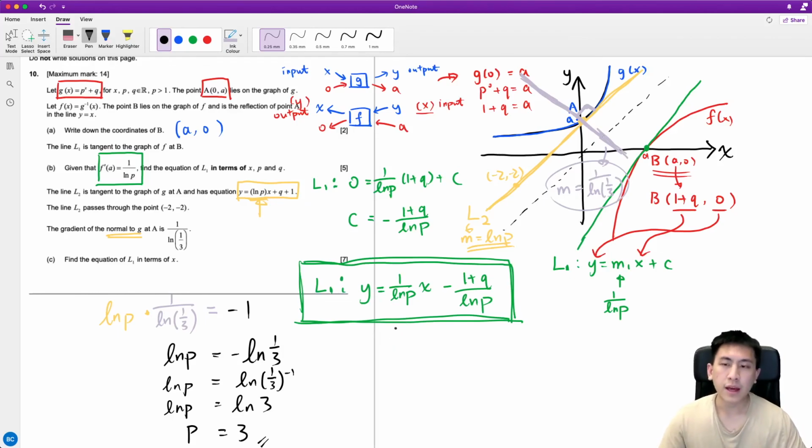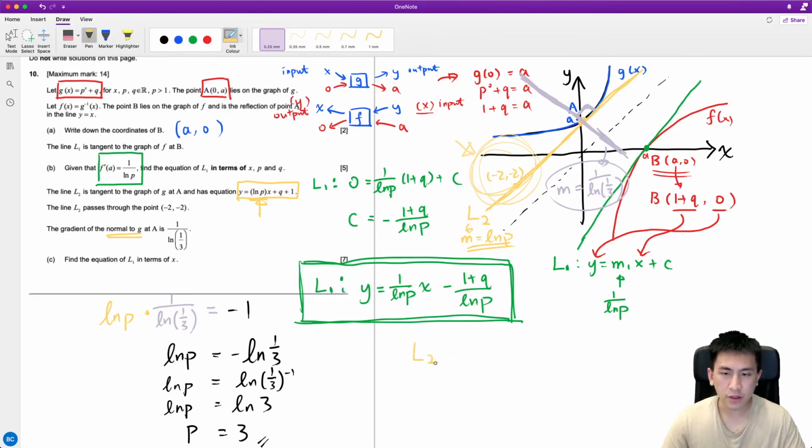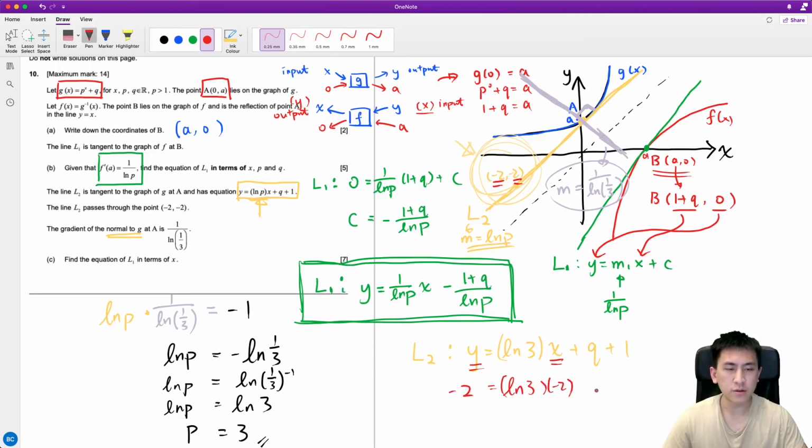So we are halfway there, right? Now we need to find Q. Now to find Q, what could we do? Well, of course, we're going to use the piece of information that we still haven't used, which is the fact that the graph passed through -2, -2, right? We have not used that. So we know that the equation of L2 is given in the form of y equals log P. Well, we know P is 3, so log 3, and then x plus Q plus 1. And we also know that the graph goes through the point -2, -2. That means we can substitute the x and y values to solve for Q, right? So then, of course, I'll get -2 equals log 3 of -2 plus Q plus 1.